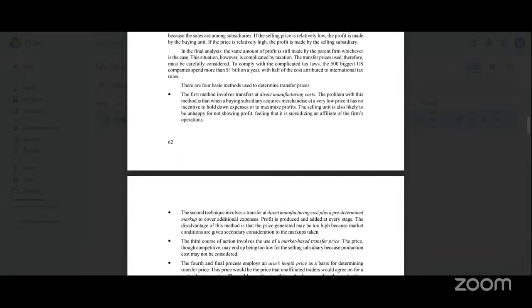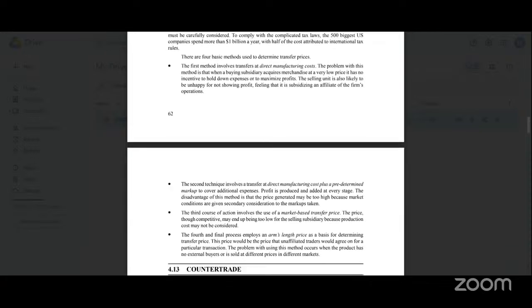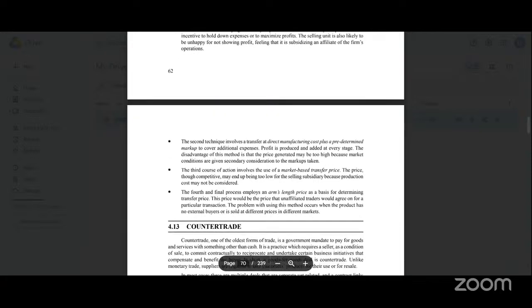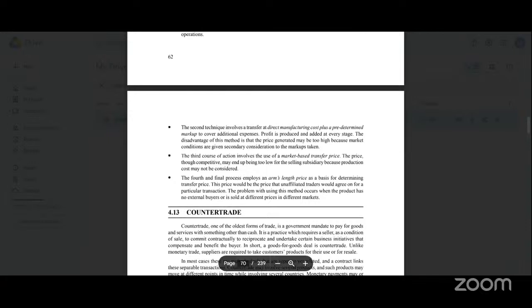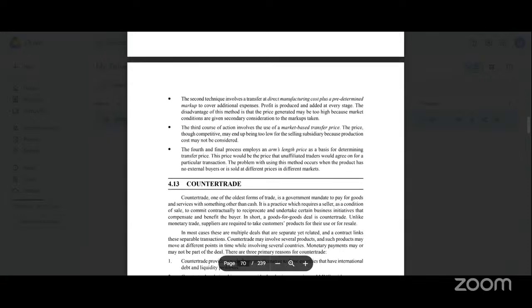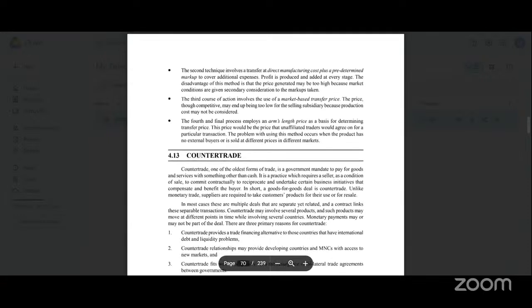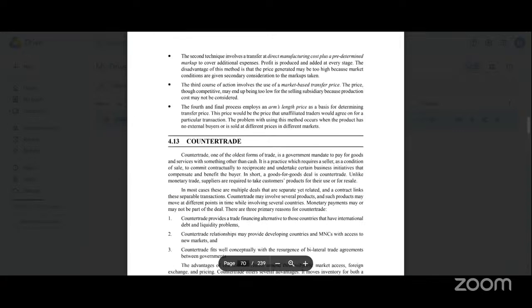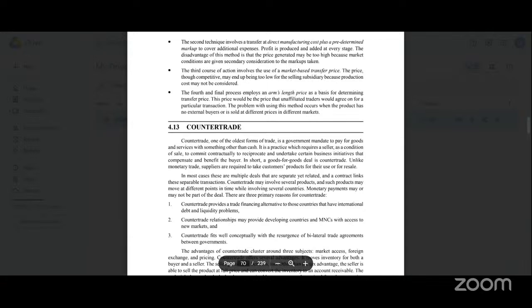The first method involves a direct transfer at the direct manufacturing cost. The second one is having a small markup, that means direct manufacturing cost and a small predetermined markup. The third one is a market-based transfer price. What is the market like? And then we have an arm's length price. That means to determine the transfer price, you need to understand what unaffiliated traders would agree on for a particular transaction.